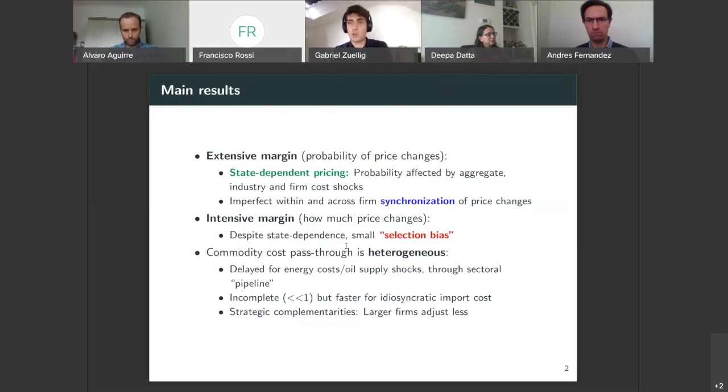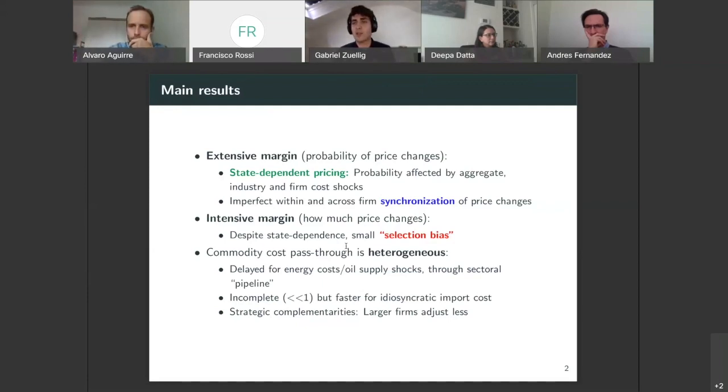When it comes to the actual pass-through along the intensive margin, so by how much firms pass on increases in cost, we find that despite the state dependence that I talked about, the selection bias this introduces is rather small. It is statistically significant, but economically small. In terms of the estimated pass-through, we find quite large degrees of heterogeneity.